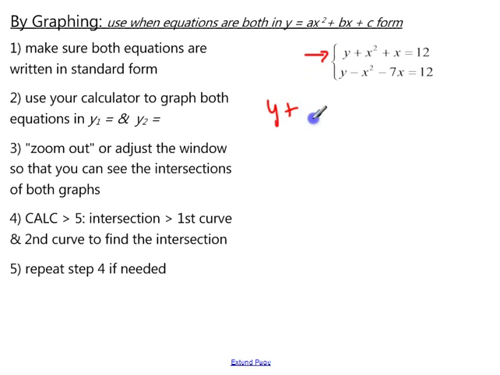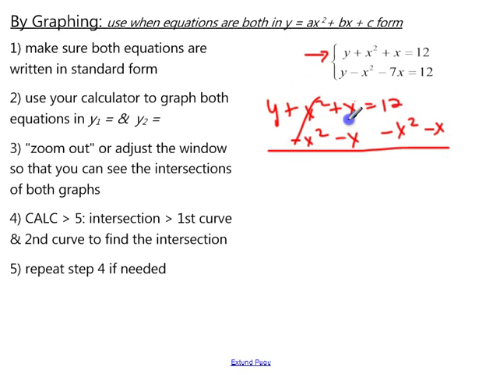So I'm going to go ahead and rewrite this first one. If y plus x squared plus x equals 12, then I want the y by itself. So subtract x squared from both sides, and subtract x from both sides. Again, I'm going to do this in one step. Those cancel and we're left with y. And then I'm going to write this in standard form: negative x squared minus x plus 12.